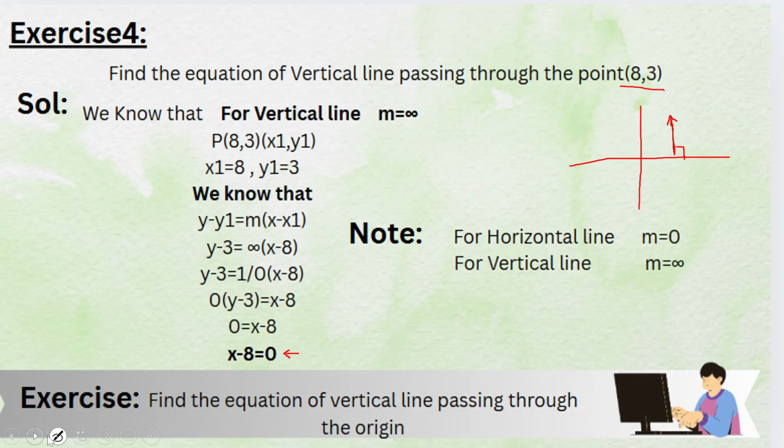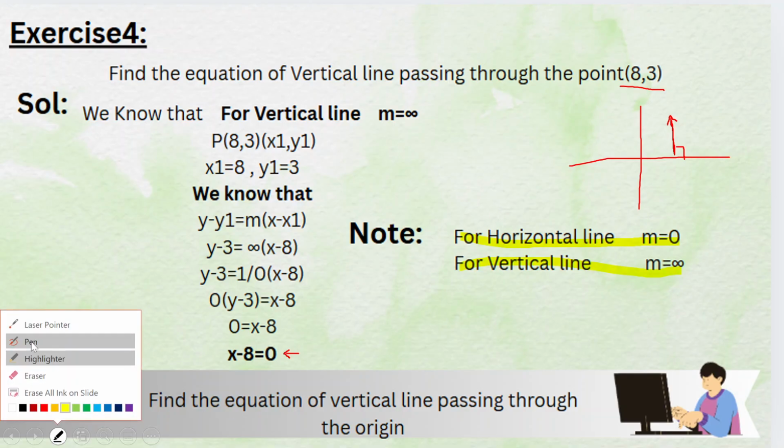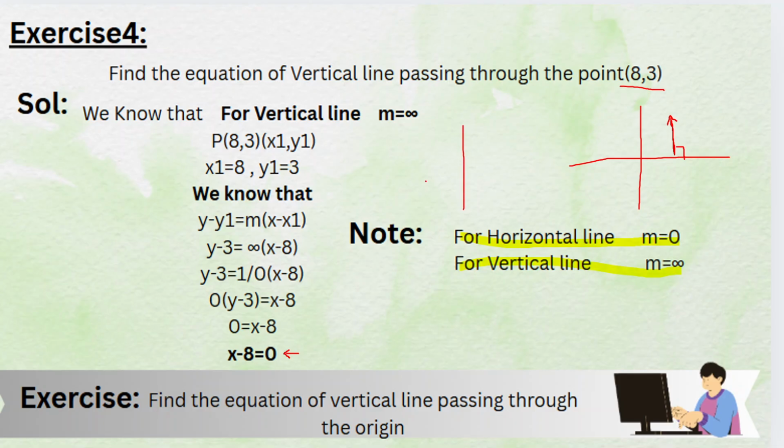Now I have highlighted 2 points here: the slope of the horizontal line is always 0 and the slope of the vertical line is always infinity. Suppose we are told that the line is horizontal, which is something like this, making an angle of 0 degrees with the positive x-axis. If it is horizontal and making an angle of 0 degrees with the positive x-axis, the tan of 0 will be 0, so we can say that the slope is 0. But in this case, it is making an angle of 90 degrees and the tan of 90 degrees is infinity. So in this case, the slope is infinity.